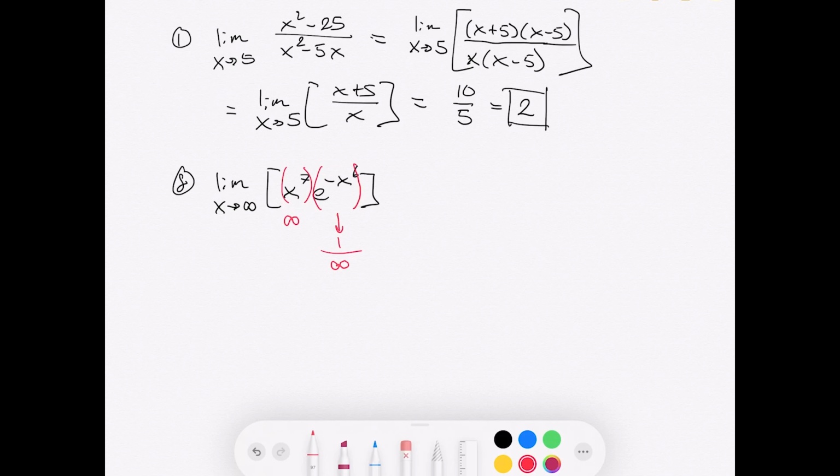And what happens when you take 1 and cut it into infinitely many pieces? Each piece is very small, like 0. So now we've got infinity times 0, which is an indeterminate product. So we'd like to try to convert this into an indeterminate quotient. And we can do that very easily. In fact, we sort of just did it.